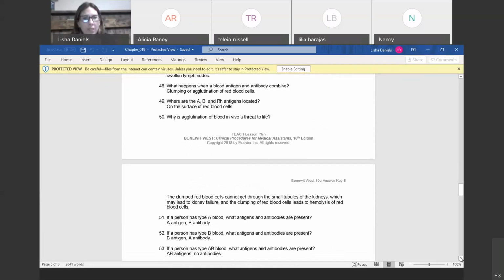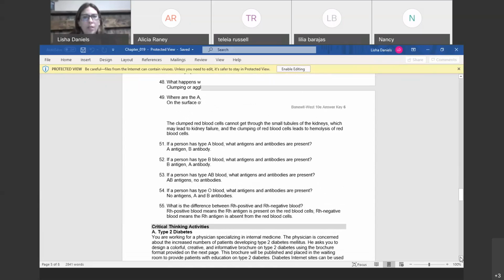50, clumped red blood cells cannot get through the small tubes of the kidneys, which may lead to kidney failure, and the clumping of red blood cells leads to hemolysis of red blood cells. 52, B antigen, A antibody. And 54, no antigens, A and B antibodies.